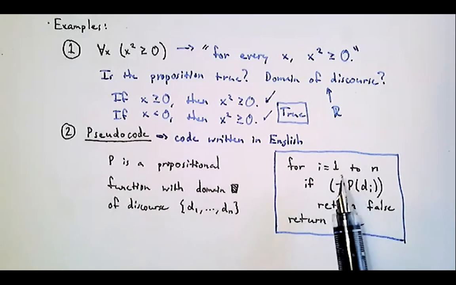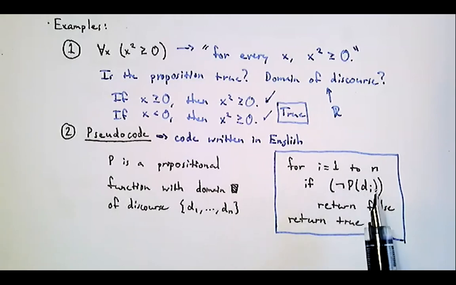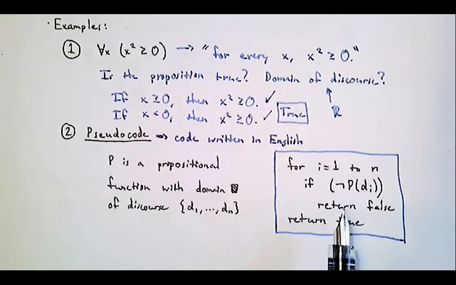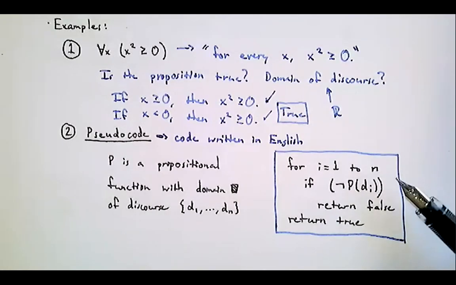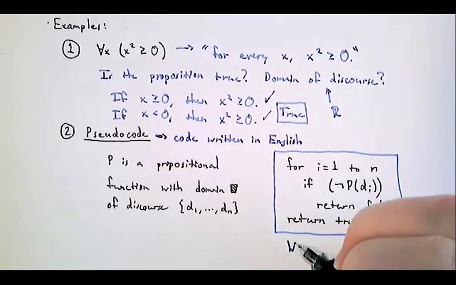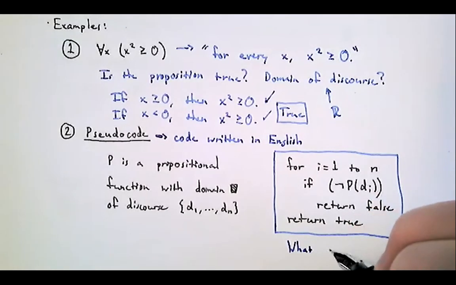If none of these statements are true, if the negation of the proposition P of Di is never true, then instead of ever returning a false statement, it's going to get through this whole, what do we call this, a control flow sequence or something like that. It's going to get through all of it and then just get to this line and return true from the program. Can anyone tell what this little snippet of program does? What's the purpose of this?